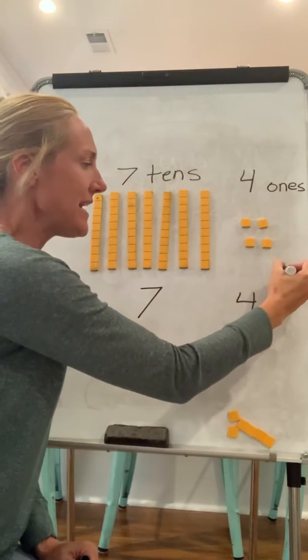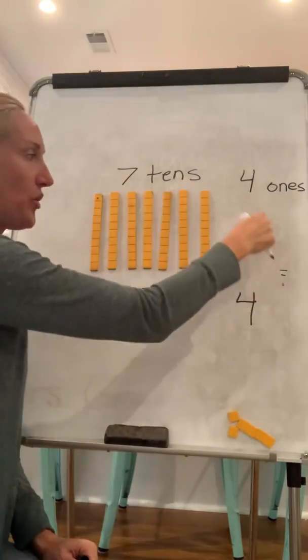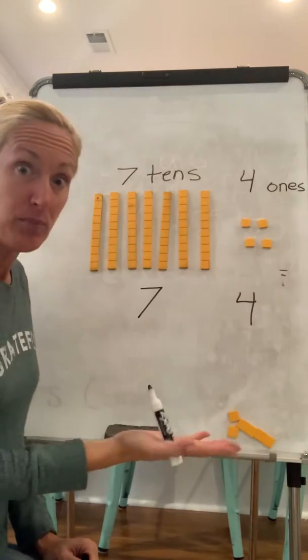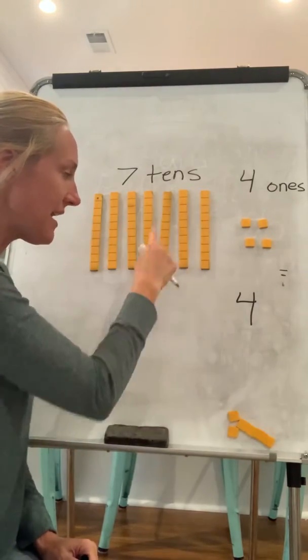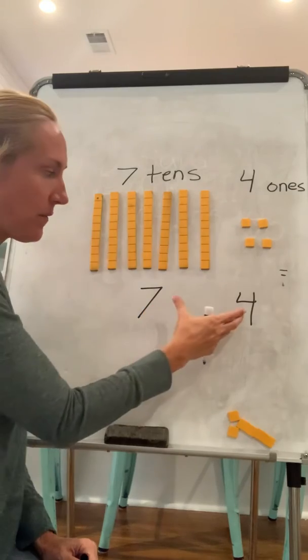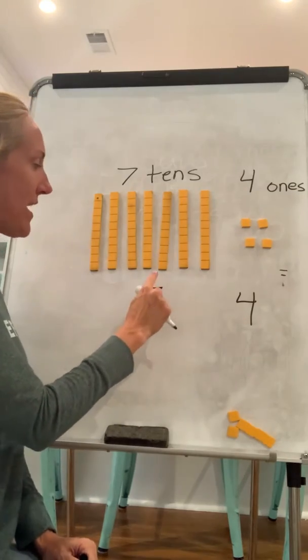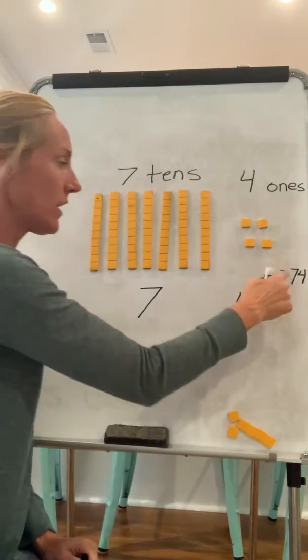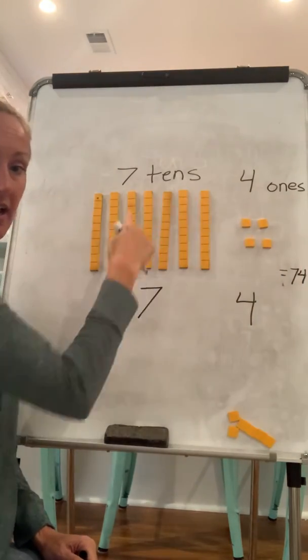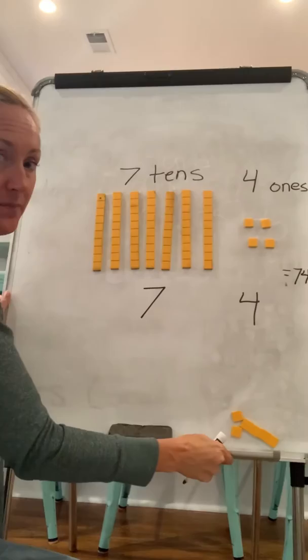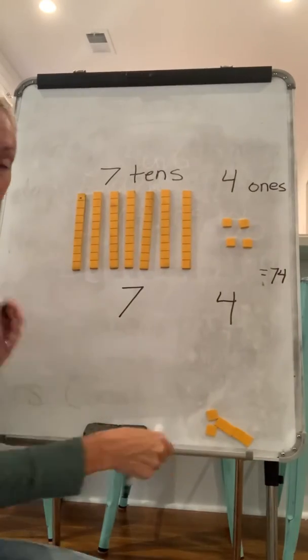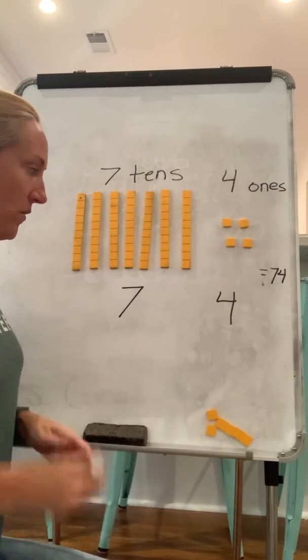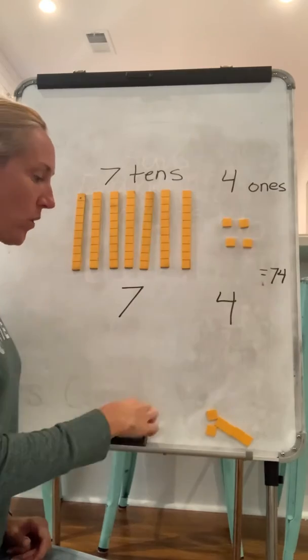So how many squares do we have all together? Well, it helps us out that we kept track of how many tens and how many ones, because we're just going to squish the digits together. We have 74. This equals 74 squares all together. Okay? I want to scoot this over so you can see it. Okay? We have 7 tens and 4 ones.